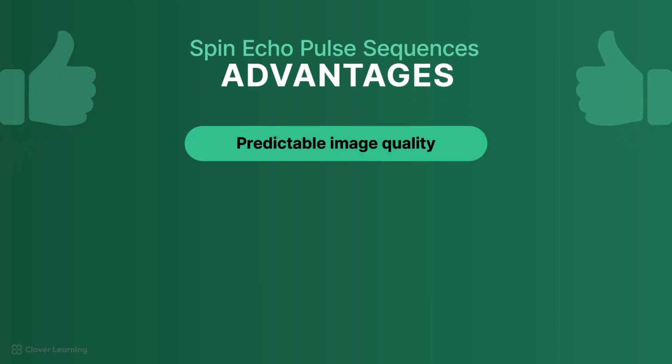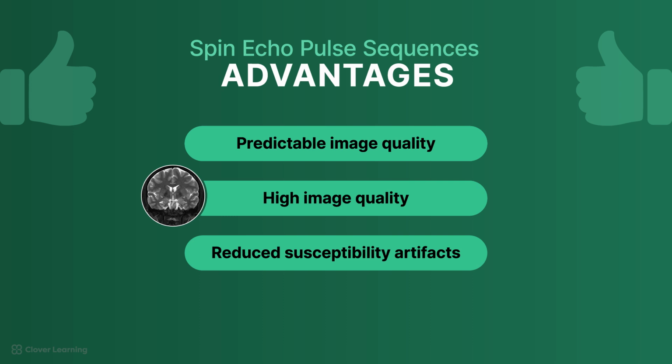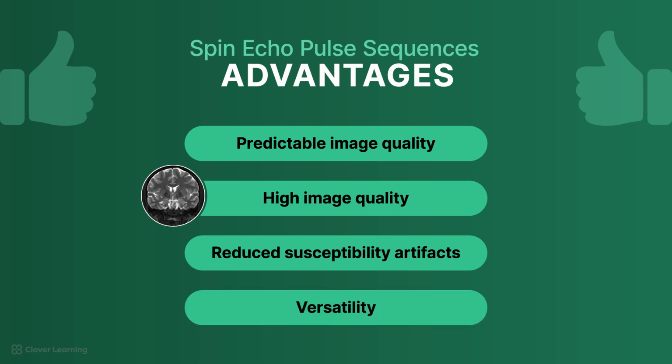Advantages: predictable image quality. Because of the well-characterized, well-understood relationships between extrinsic and intrinsic contrast parameters, spin echo sequences allow for a high degree of control over the image acquisition process. High image quality. CSE provides images with excellent tissue contrast, making it invaluable for diagnosing a wide range of conditions. Reduced susceptibility artifacts. The conventional spin echo technique is less susceptible to magnetic field inhomogeneities compared to gradient echo sequences because of the RF rephasing pulse, resulting in clearer images. Versatility. It can be used to image various body parts and conditions, offering flexibility in clinical settings.